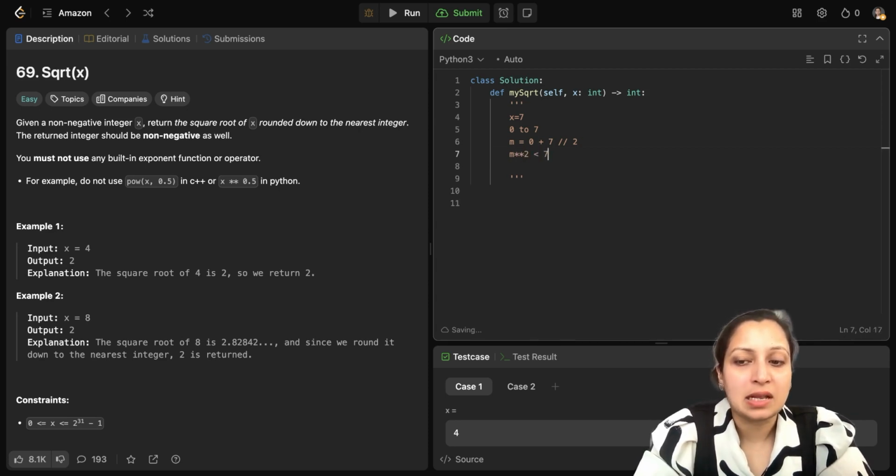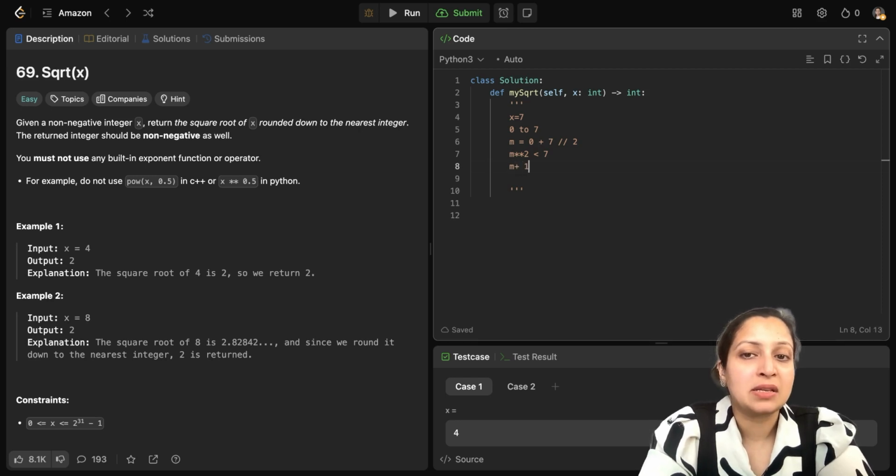If m square is less than 7, in that case, I will update my left pointer because I know that my square root of 7 would either be m or greater than m. So my left pointer will become m plus 1. And I will save m as a candidate for result because it could be my result, right?